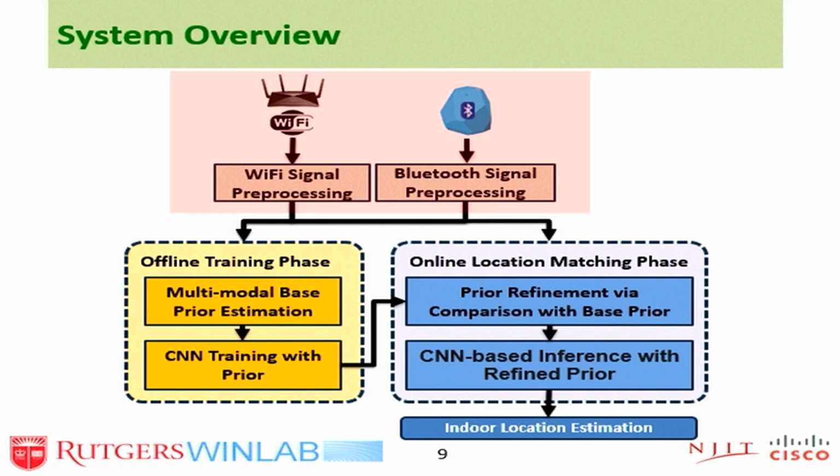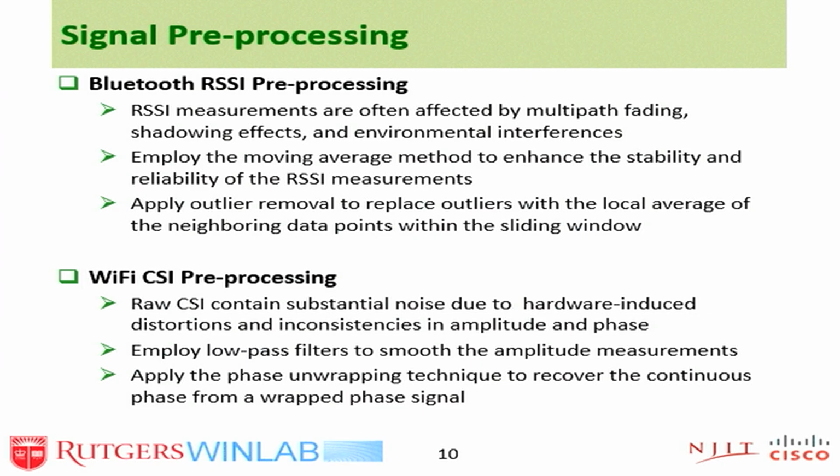In the online phase, we design adaptive localization matching methods, which replace the multi-modal prior in the trained CNN with a newly estimated prior. Briefly about the techniques: for RSSI signal preprocessing, we utilize moving average and outlier removal through a sliding window to smooth the RSSI data, acquiring reliable measurements. Similarly for Wi-Fi CSI, we apply low-pass filtering and phase unwrapping techniques to obtain continuous measurements of the CSI amplitude and phase.